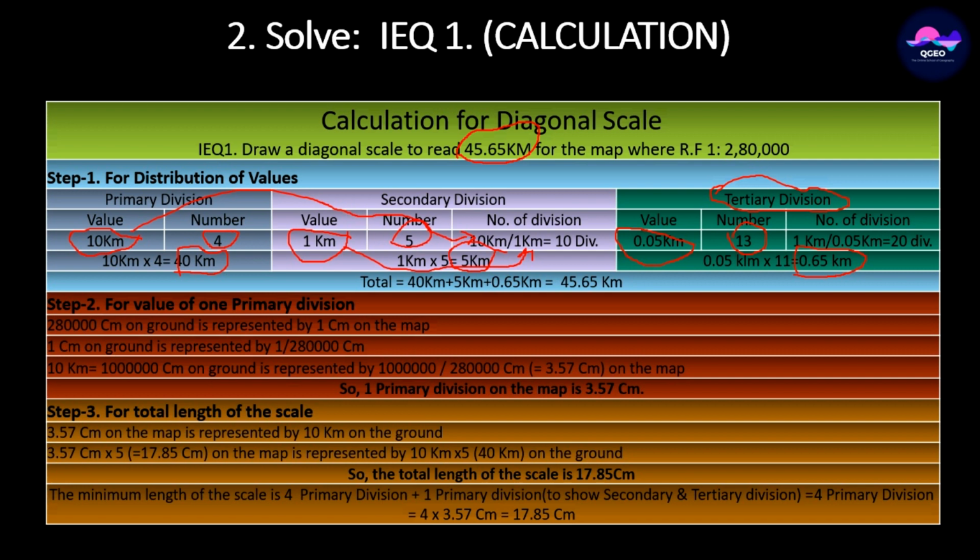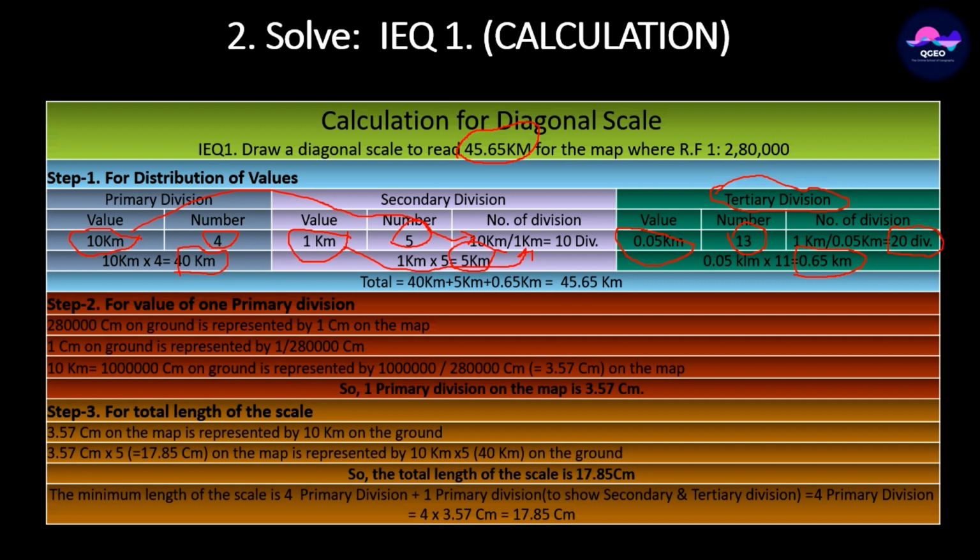Number of divisions here, number of divisions in the tertiary part: value of primary division divided by value of secondary division divided by value of tertiary division. So 1 kilometer by 0.05 kilometer, that is 20 divisions. Remember it. How many divisions are there in the tertiary part? Then you have to calculate the value of secondary division divided by the value of tertiary division.